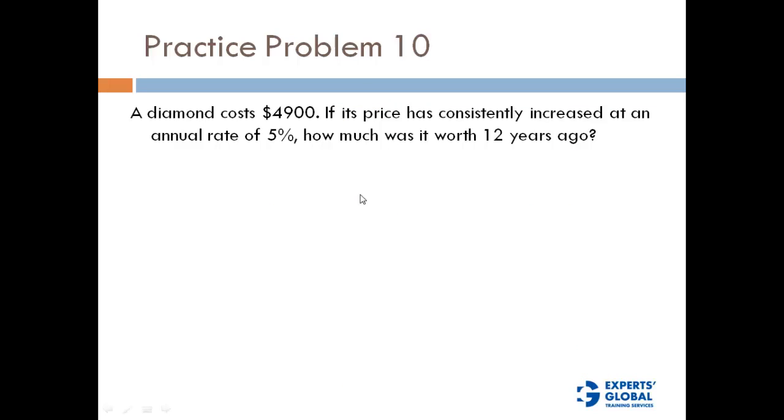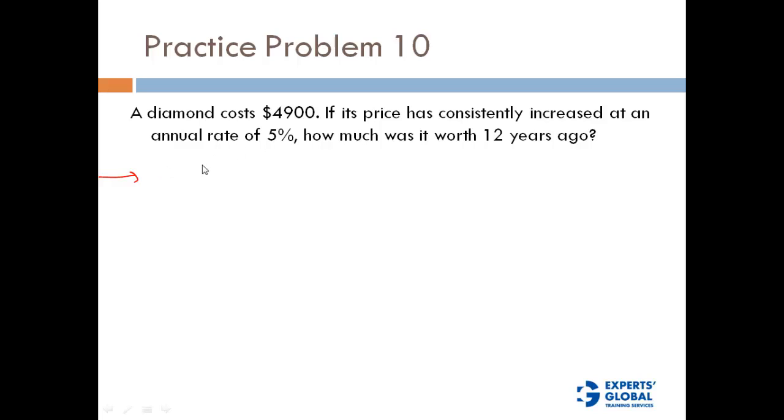Let's move to this problem. You can pause the video and give it a try. Okay, this is a very straightforward problem. A diamond costs $4,900. If its price has consistently increased at an annual rate of 5%, how much was it worth 12 years ago?